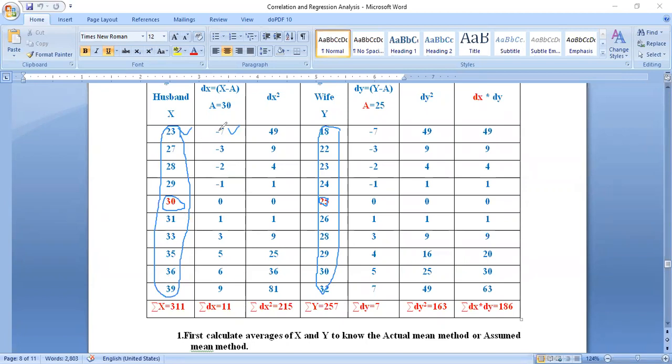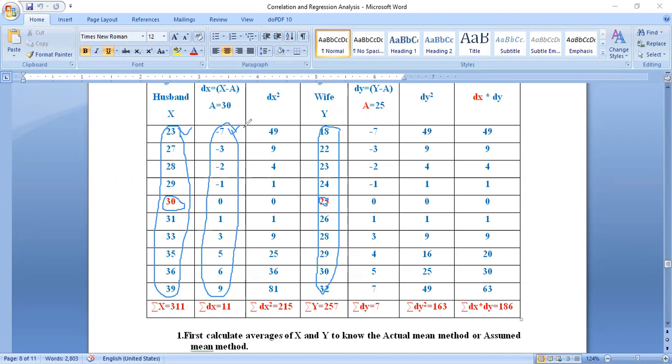Then after that you will get the dx values. These values are called dx values. If these values are summed, we call it sigma dx. If these values are totaled, then we get sigma dx is equal to 11.